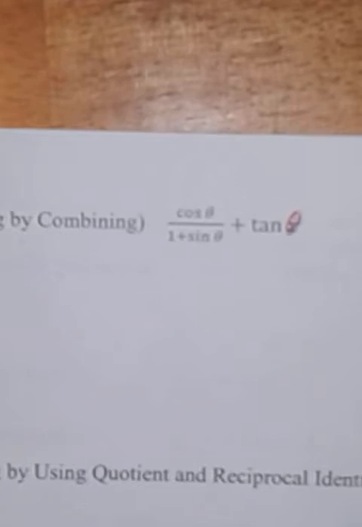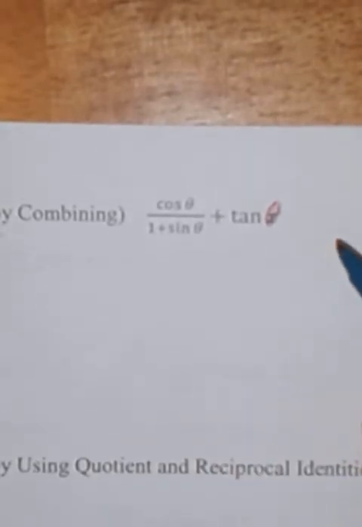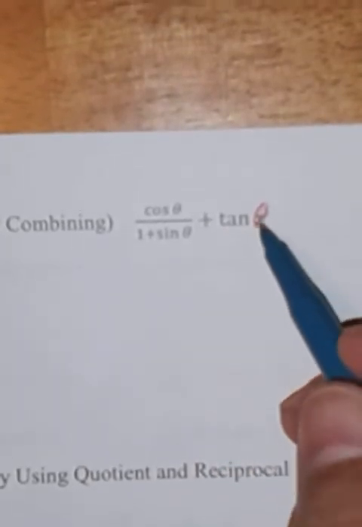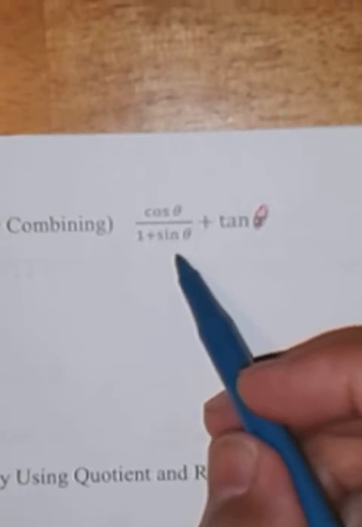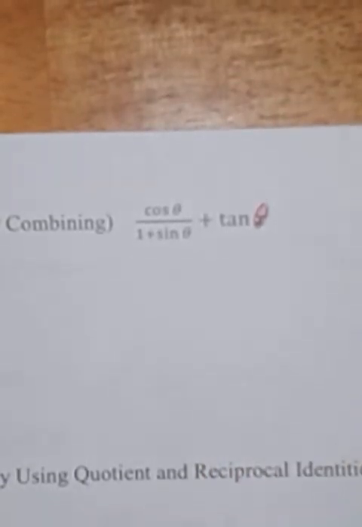Number 3 says we're simplifying by combining. And what we're simplifying is the following: the fraction cosine theta over 1 plus sine theta plus another term, tangent theta. So two terms. The first one's a fraction, cosine theta over 1 plus sine theta. And then the second term is just plus tangent theta.